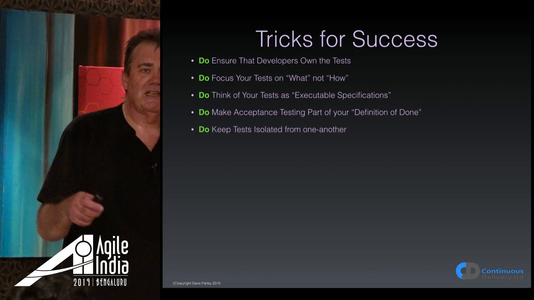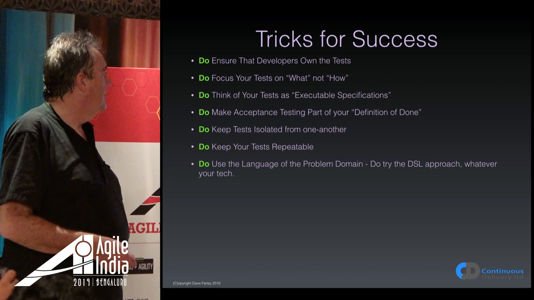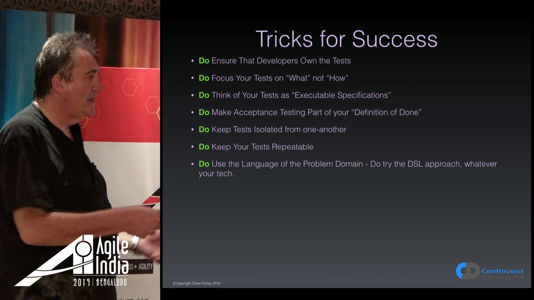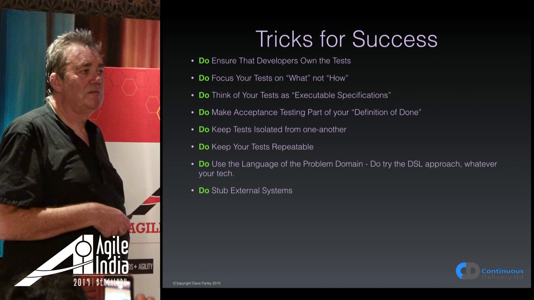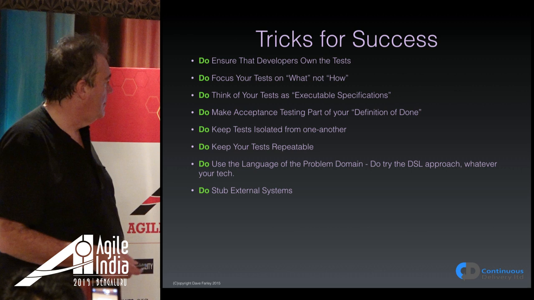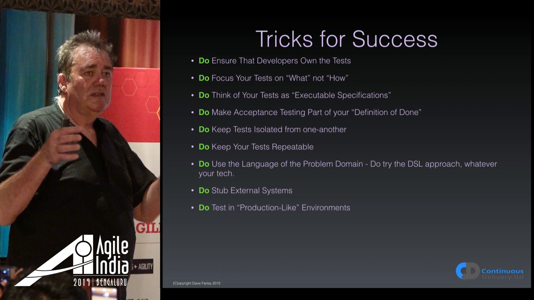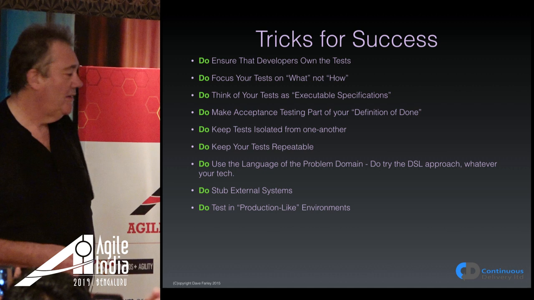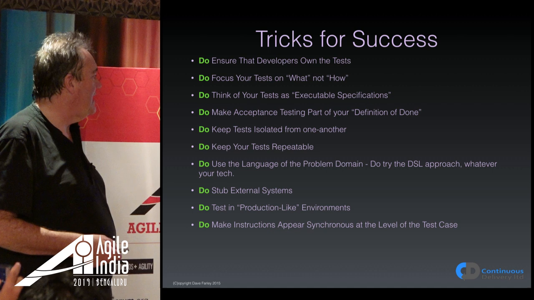Keep the tests repeatable. Use the language of the problem domain. That's the really, really powerful tool here to get you the right level of abstraction. Do stub external systems. You don't want to be taking on the responsibility for testing the world. Test your system, not everybody else's. Test in production-like environments. Evaluate your software, deployed and configured as close to production as you can achieve. Make instructions appear synchronous in the test case to keep you sane. And test for any change, whatever the nature of the change, you should be able to test for it.